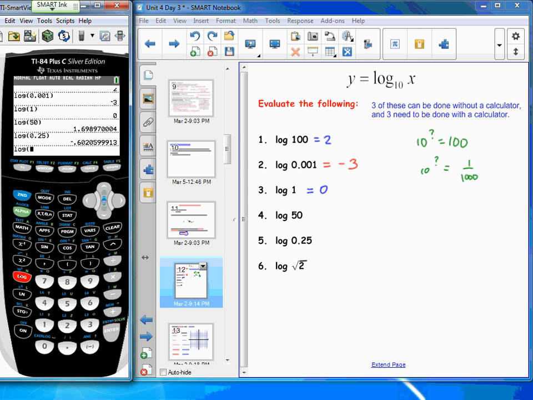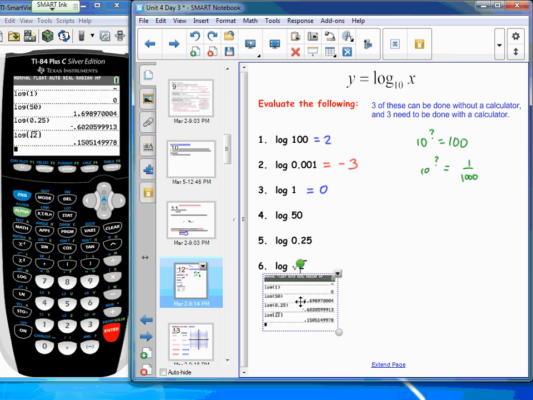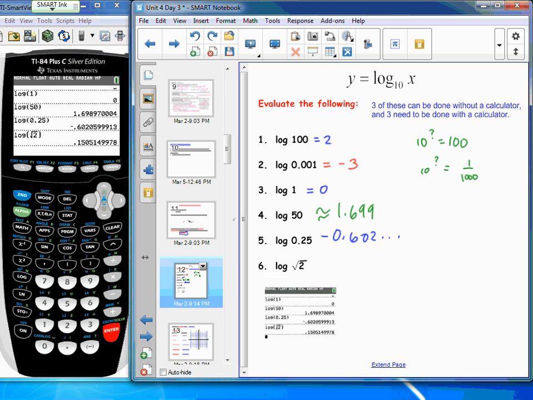And lastly, log of square root of, oh goodness, 2, close radical, close input. Awesome. And so we'll get our last answers here. It appears as though log of 50 is about 1.699. Log of 0.25 is about negative 0.602. And log of root 2 is about 0.151.